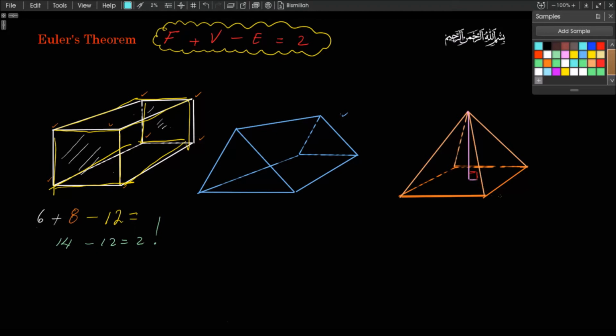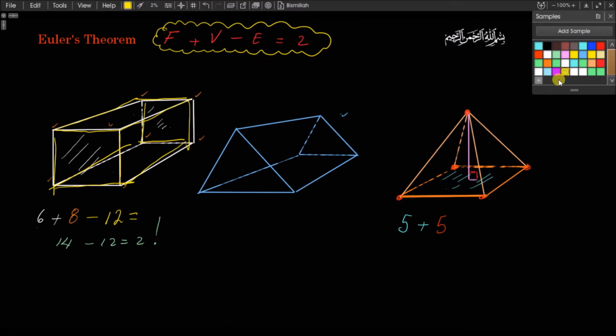But let's do this square pyramid. So the number of faces, okay, is one base. There we go. And that's 1. And then there are 4 triangular faces. That's 5. So the number of faces is 5. Plus the number of vertices. Okay, that's easy. That's 1. That's 2. That's 3. That's 4. That's 5. And that's 5.